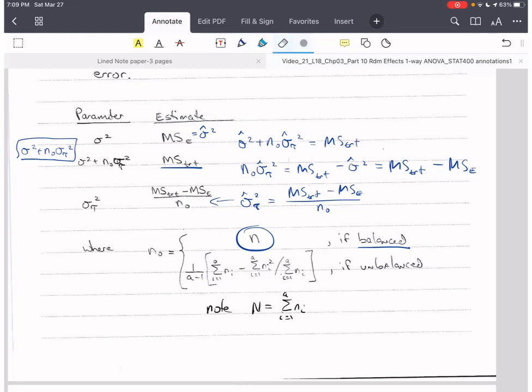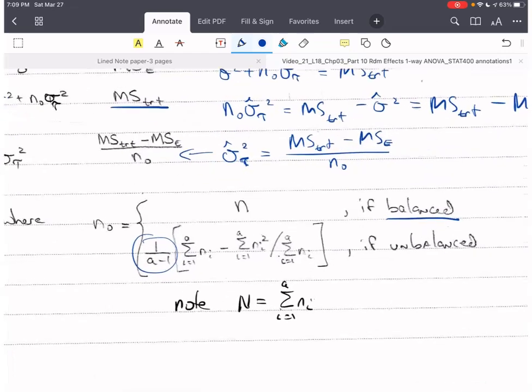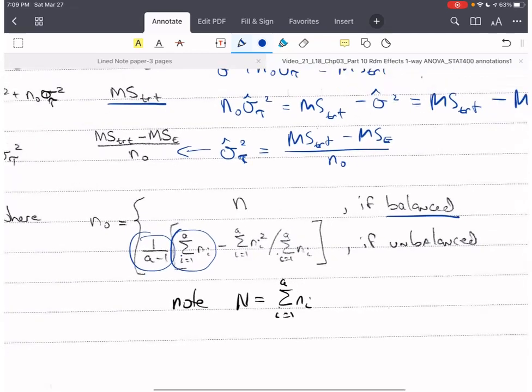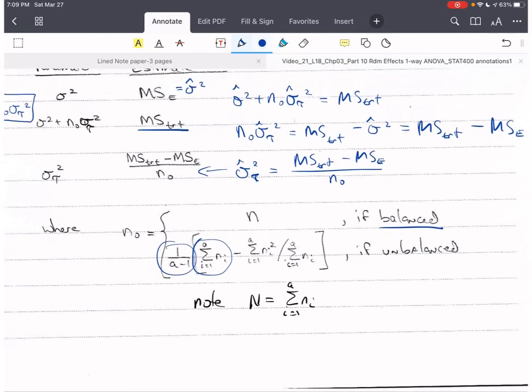But if it's not balanced, then we have a minus 1 times the sum of ni from i equals 1 to a. Now, that is equal to capital N, by the way. Okay? So we take capital N minus the sum of ni squared divided by capital N. So this is a modification of n based on unequal sample sizes. All right, so this is if it's an unbalanced design.